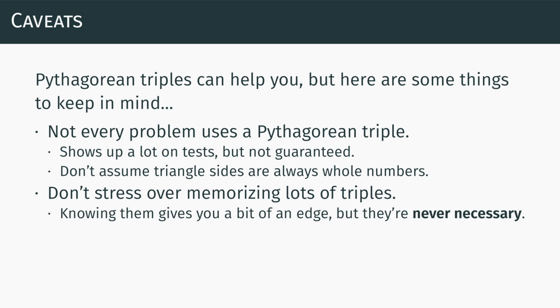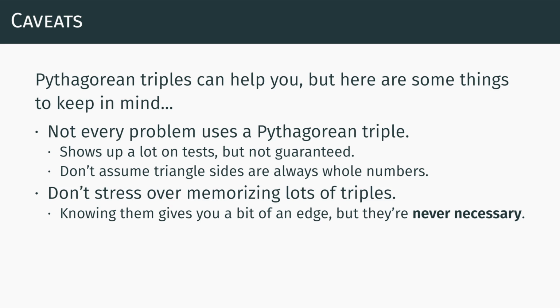Right? Knowing them gives you a bit of an edge. It can speed you up by 15, 30 seconds, but it's never necessary. There's always the Pythagorean theorem. It's always possible to do these problems with the Pythagorean theorem. So don't think that you have to know the Pythagorean triple. It's just that sometimes it can make you a little bit faster, but it's never a necessity.